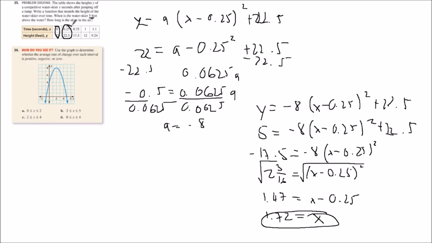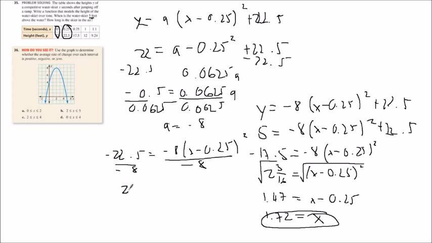How long is the skier in the air? The amount of time that the skier is in the air is characterized by the amount of time that the skier is higher than 0. Therefore, we have to find it when y is equal to 0. So we'll do the same thing. We'll do 0 instead, so we can instantly move that over. We have negative 22.5 is equal to negative 8 times x minus 0.25 squared. So we divide by negative 8 on both sides.